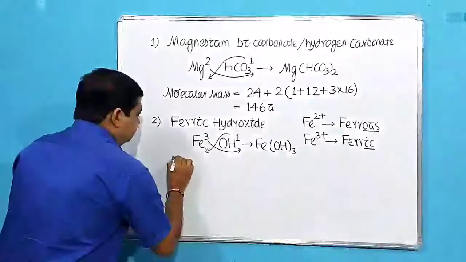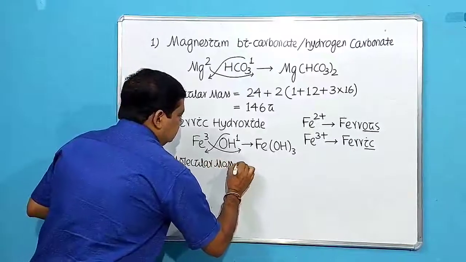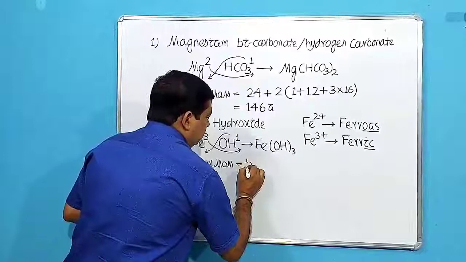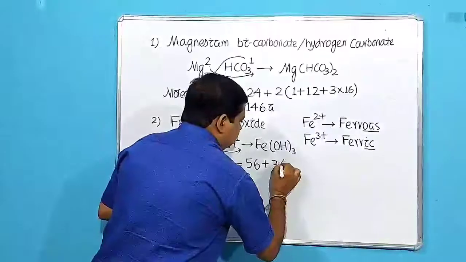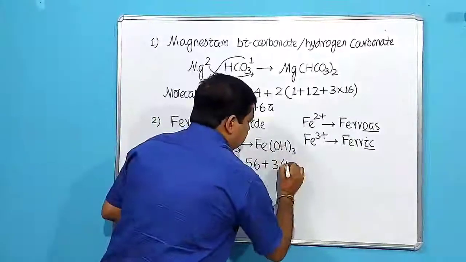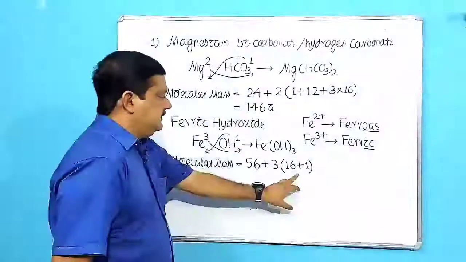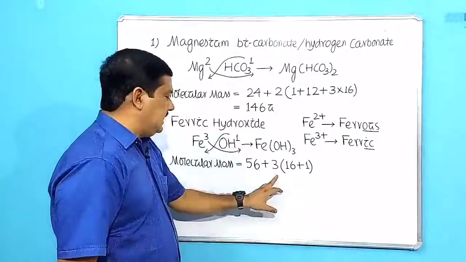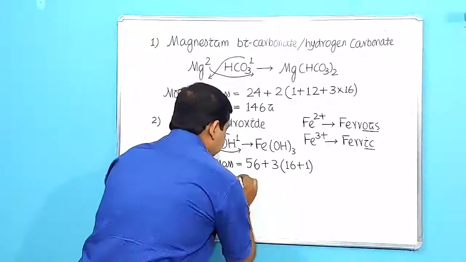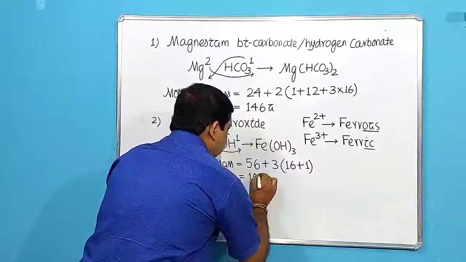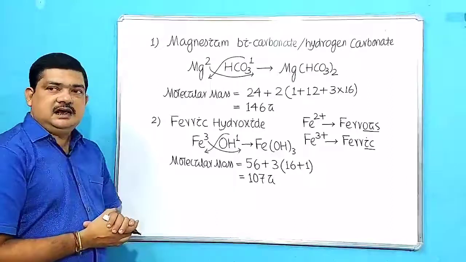Then what is the molecular mass? Molecular mass. Fe, I told you atomic mass is 56. Then there is a whole mark here. So 3 into oxygen 1, atomic mass is 16. Hydrogen 1, atomic mass is 1. So 16 plus 1, 17 into 3. 51 plus 56, 107. 107 U. So this is the molecular mass of ferric hydroxide.